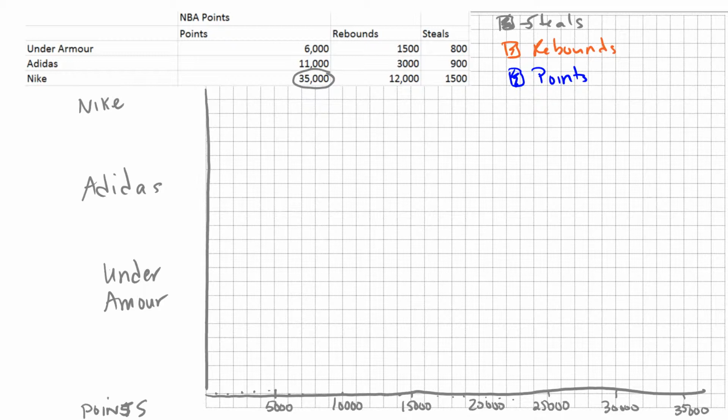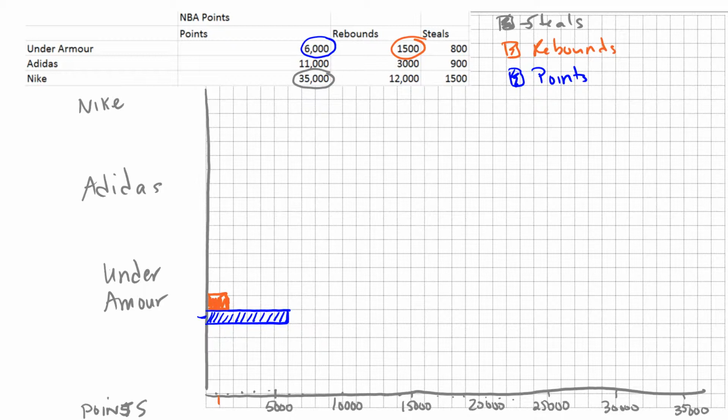Let's start with Under Armour. Under Armour has 6,000 points. That's in blue. So starting here, I'm going to go over to 6,000. And there's my bar. It's now on its side, this bar. And the number of rebounds Under Armour has is 1,500. So this is 1,000 here. We're just going to go halfway to the next, to 2,000. So there is the rebounds.